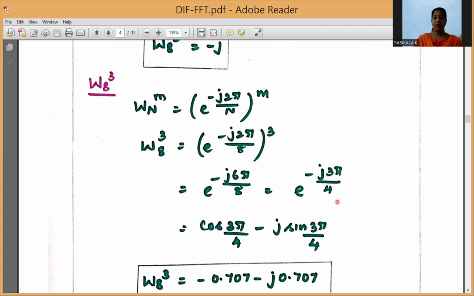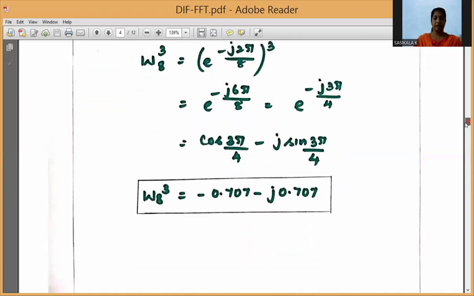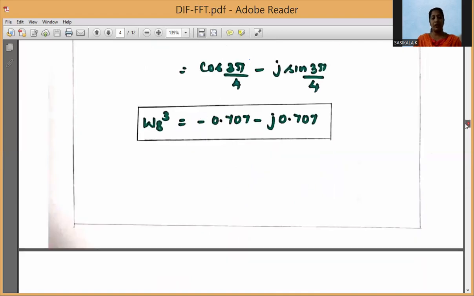So it becomes e power minus j 6 pi by 8, which is equal to e power minus j 3 pi by 4. Okay. And now we know the formula for e power minus j theta is equal to cos theta minus j sin theta. And here theta value is 3 pi by 4. So cos 3 pi by 4 minus j sin 3 pi by 4. So W base 8 power 3 becomes minus 0.707, that is, cos 3 pi by 4's value is minus 0.707, minus j, sin 3 pi by 4's value is 0.707. So now we have calculated the twiddle factors.